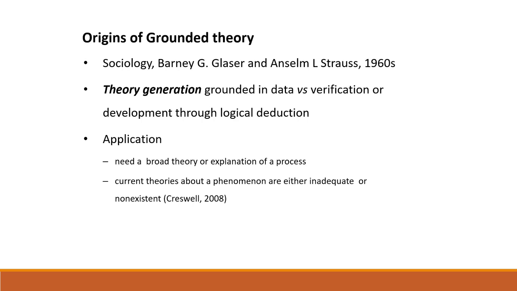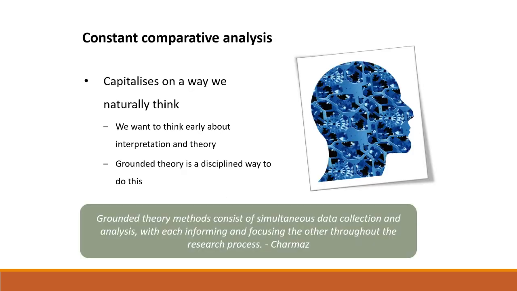We have many theories today because scholars and researchers developed and came up with theories, right? And this has assisted in us having so many theories that we have right now. Okay. You need a broad theory or explanation of a process. Current theories, as I've said, are inadequate or non-existent. So you are now saying, I'm doing research so that I can come up with a theory.